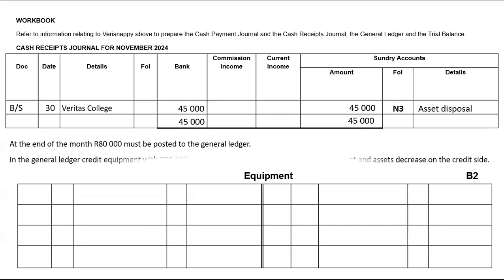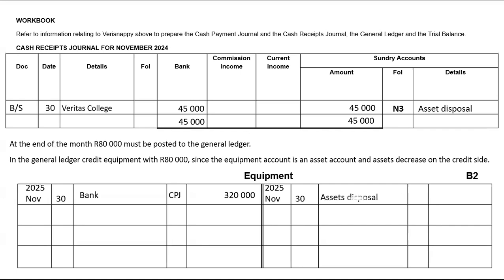In the general ledger, equipment will be decreasing by 80,000 Rand. Since it's an asset account, equipment account will decrease on the credit side. Remember, we bought equipment, but now we're going to decrease it. I don't know why I wrote CPJ. It's supposed to be balance brought down there.